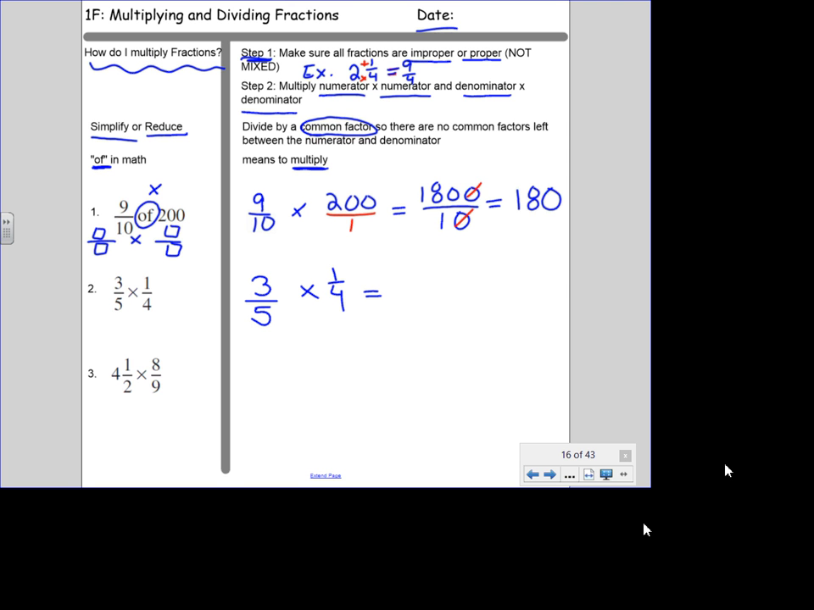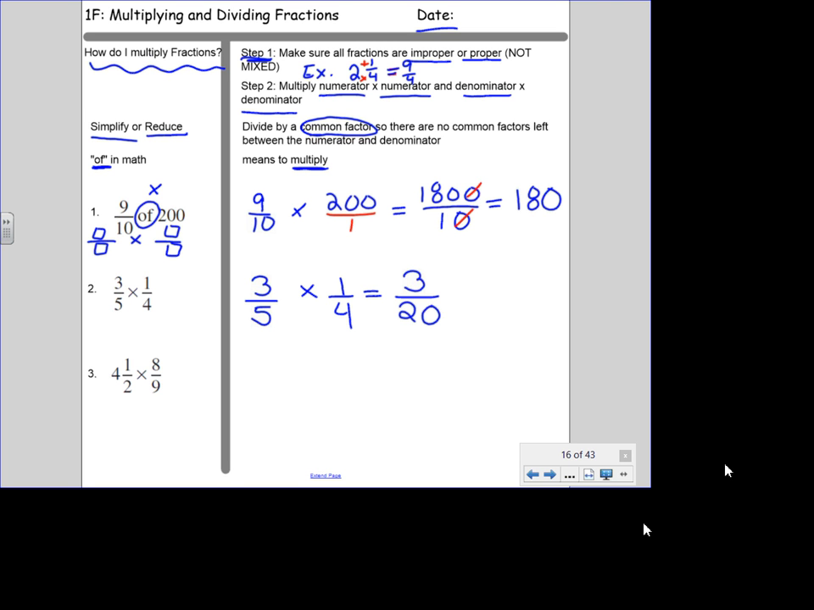I don't have to change any of them, so they're actually just ready to multiply. Let me bring this down a bit. So now I'm ready to multiply numerator by numerator. So 3 by 1 is 3. Denominator by denominator, 5 times 4 is 20. And I do want to check at the end if I can reduce, but 3 and 20 do not have any common factors, so I've reduced as much as I can.